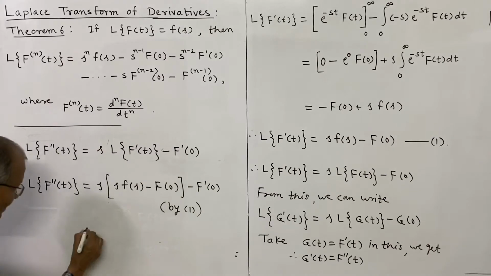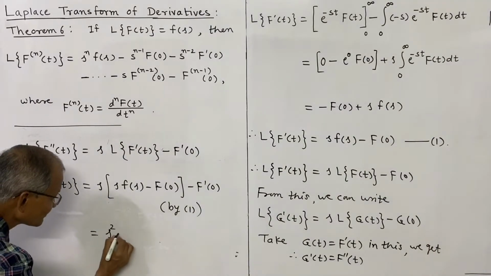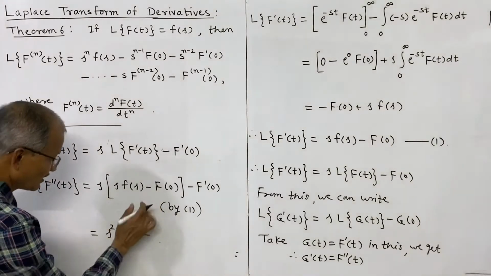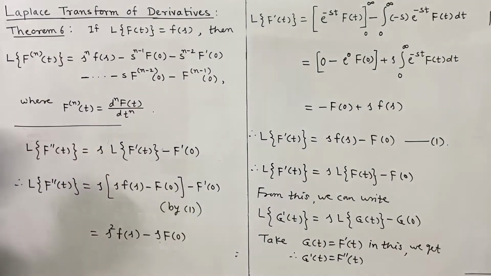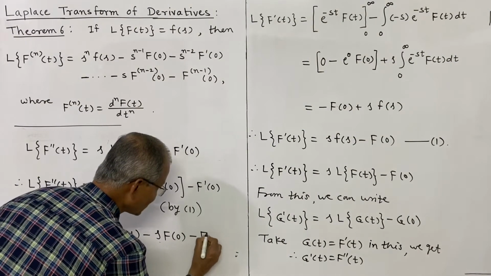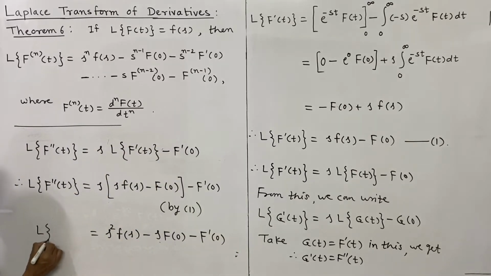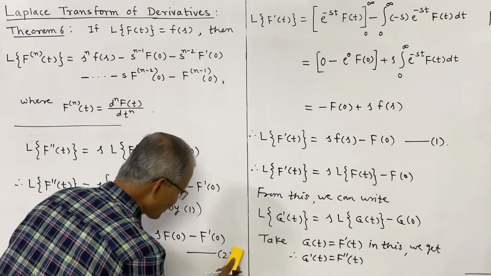And now you see this is equal to s into s, that is s square F(s) minus s F(0), s F(0) minus f dash of 0. So this is what we have obtained: L of f double dash, the Laplace transform of the second order derivative, and we shall assume this result as the second result.